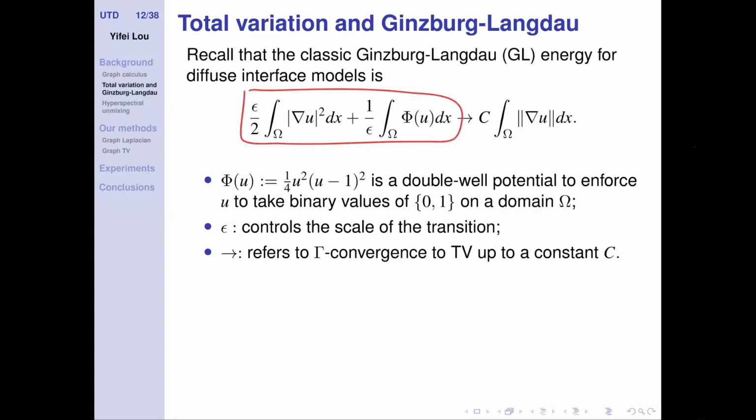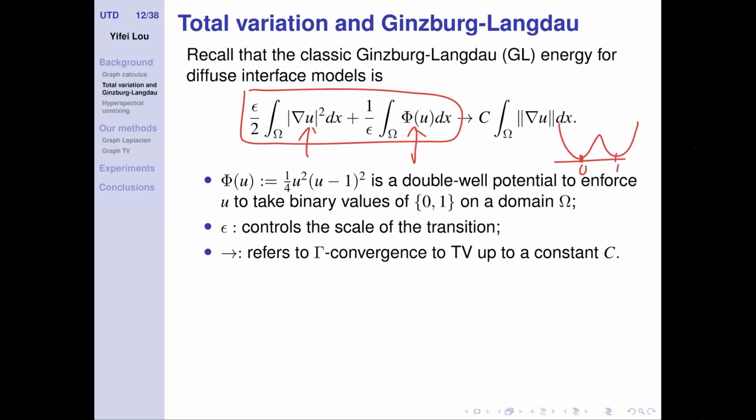So this is the Ginzburg-Landau. It has two terms. One is the H1 semi-norm, and the second one is called the double potential. So it looks like this. This double potential will attract your point to this double well, right? So here it's either 0 or 1. So I want the point to be 0 or 1.